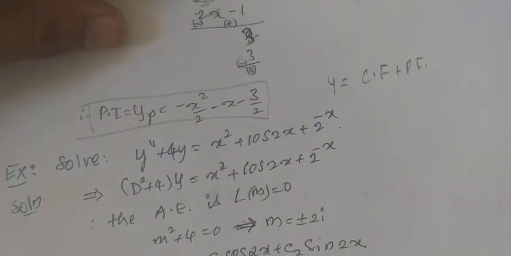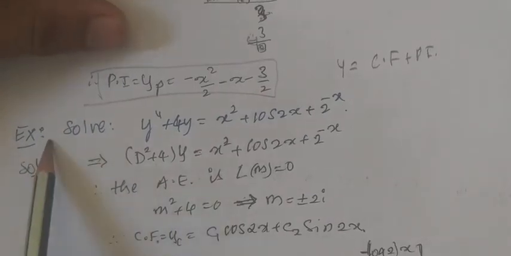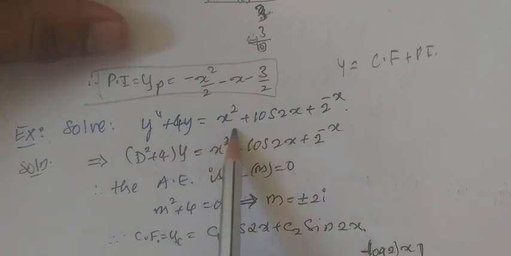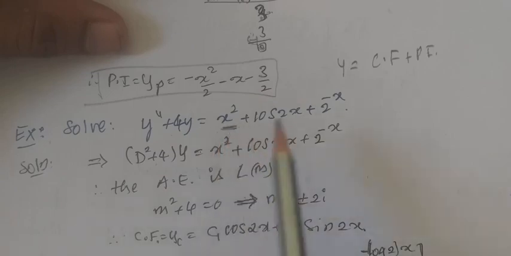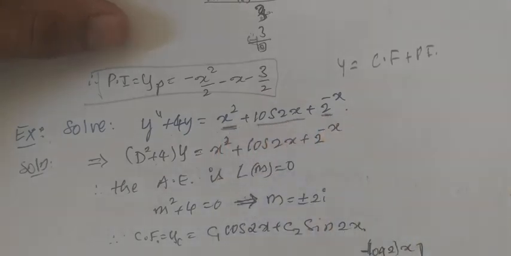Now to understand it much better, we'll take one more example, that is solve y double dash plus 4y is equal to x square. We will take a mixed example, case 1, case 2, case 3 mixed, that is x square plus cos 2x plus 2 raised to minus x. Now this is non-homogeneous, nothing to worry.